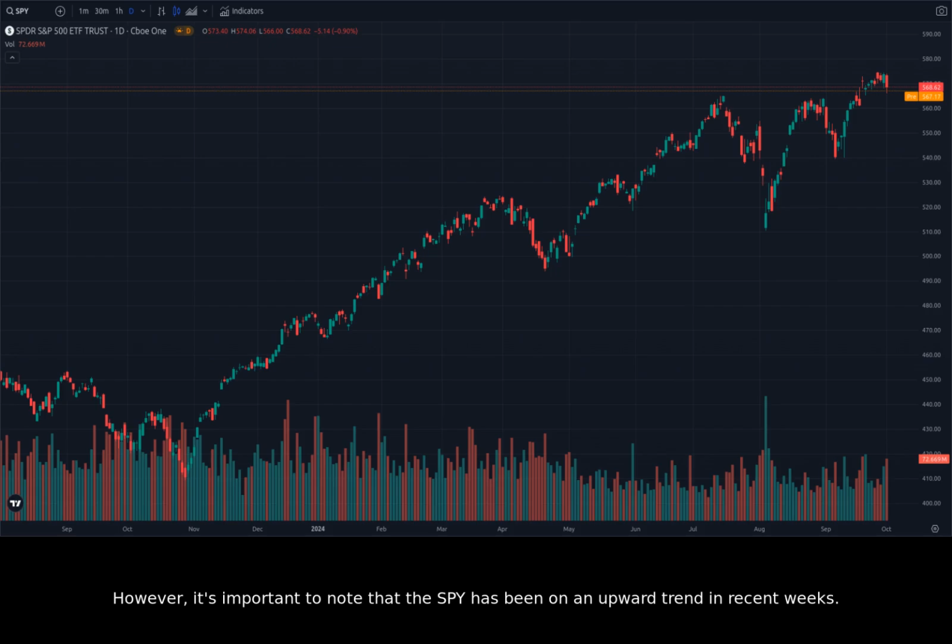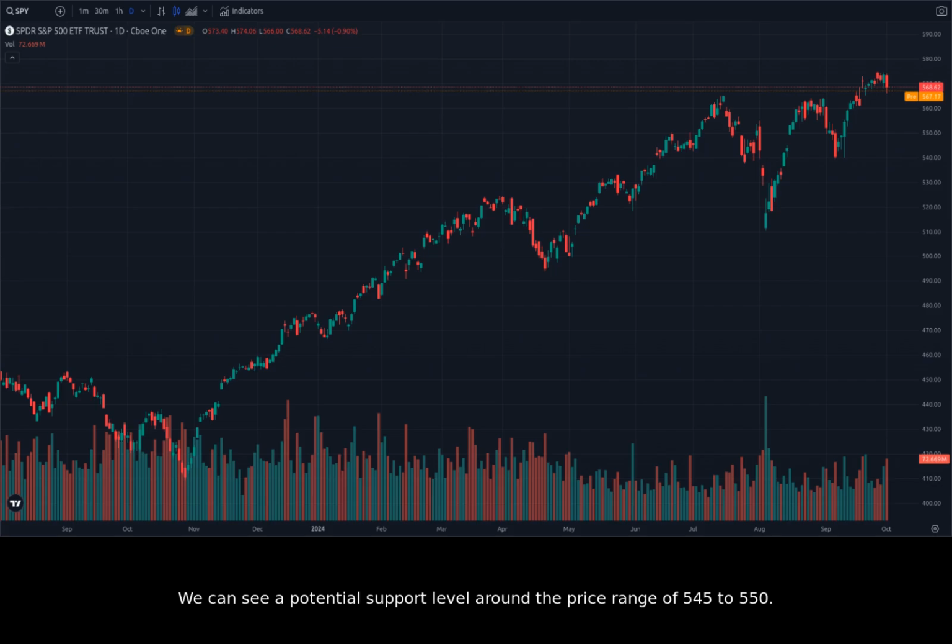However, it's important to note that the SPY has been on an upward trend in recent weeks. The price action over the past few months shows a strong bullish bias. The SPY has consistently broken through resistance levels and created higher highs. Despite the current dip, the longer-term trend remains bullish.